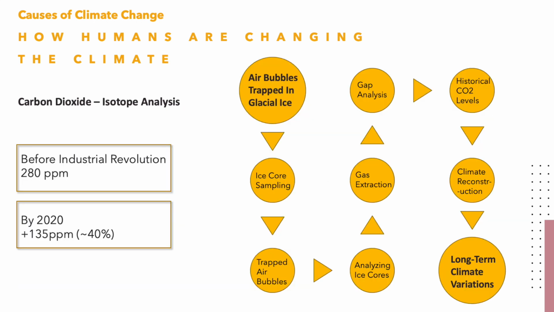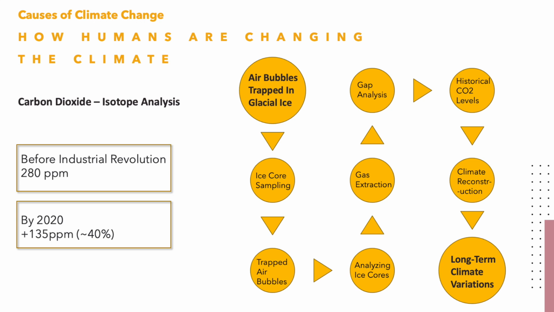Now we will understand another isotope analysis technique which involves air bubbles trapped in glacial ice. By examining air bubbles trapped in glacial ice, scientists can measure the chemical composition of atmospheric carbon dioxide back through time. Scientists drill deep into glaciers or ice sheets to retrieve long cylindrical samples called ice cores. These ice cores contain layers of ice that have accumulated over thousands of, or in some cases even hundreds of thousands of years. This process is called ice core sampling.